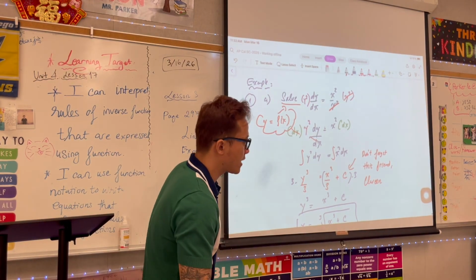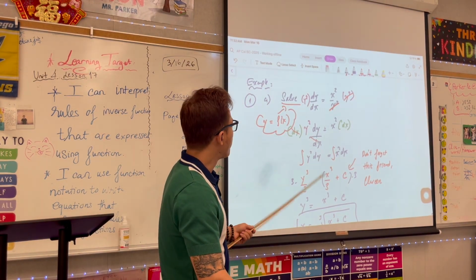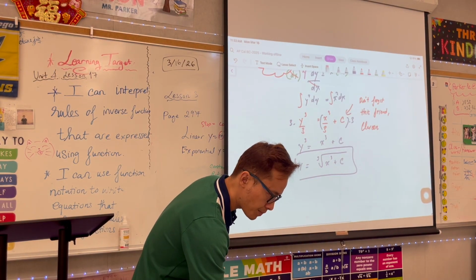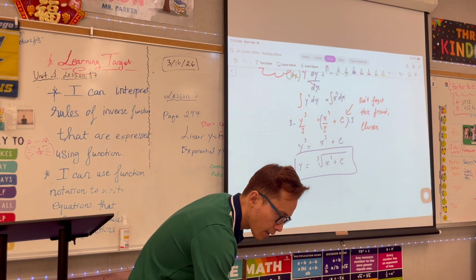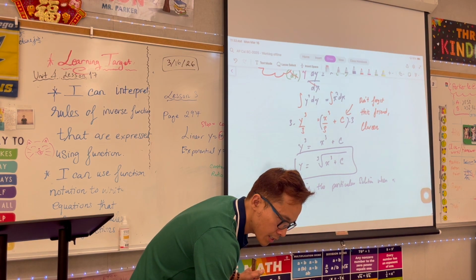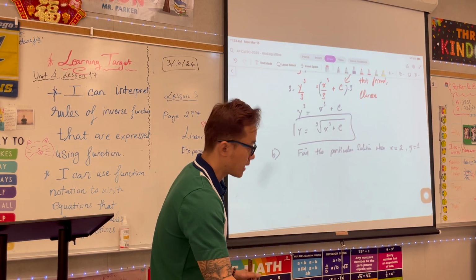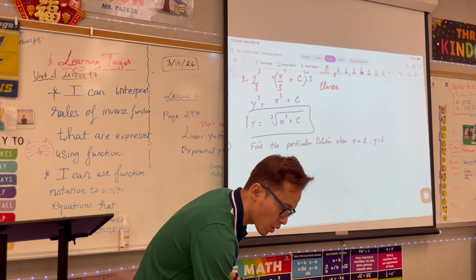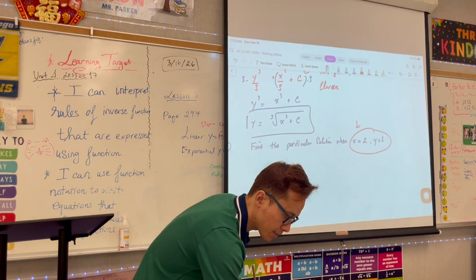They're not going to say particular solution, but they're going to give you something like this. Actually, sometimes they can say it too. Let's write: find the particular solution when x equal to 2, y equal to 1. This is the initial condition.